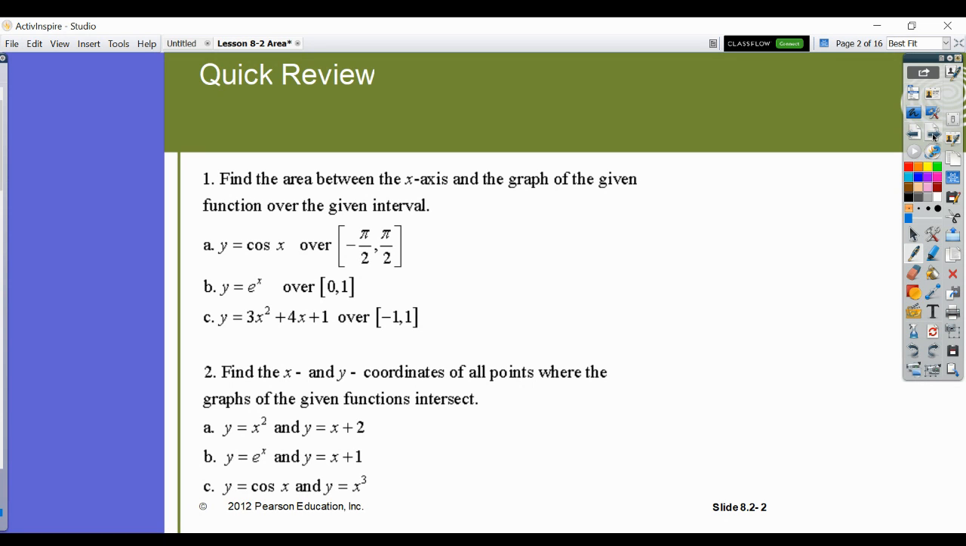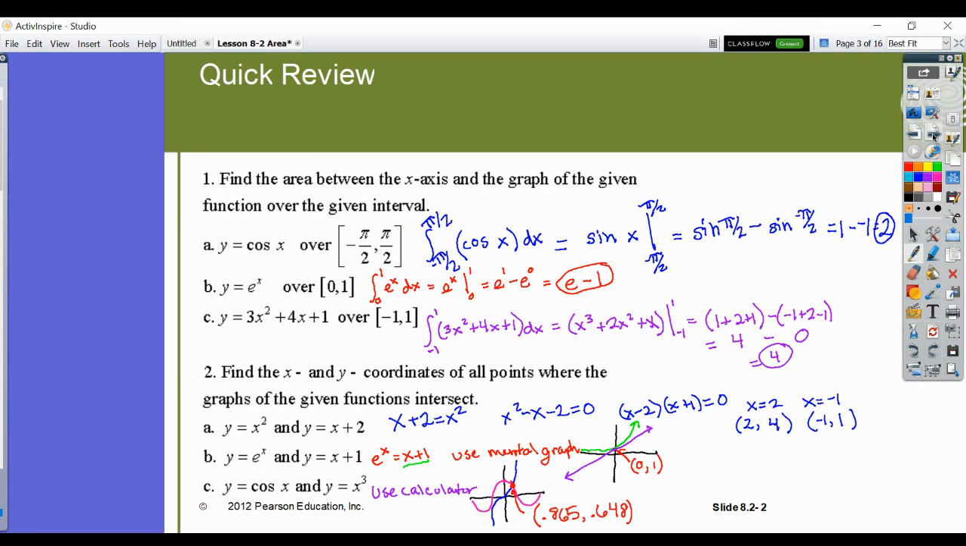Lesson 8.2 does have a quick review. If you'd like to work out these problems, pause the video and I'll show you my solutions on the next page. Go ahead and pause now. All right, here are the solutions as I worked them out for these problems. If you want to take the time to work through these and make sure you got the correct answers, please do that and pause the video now. I'm not going to take the time to go over each problem. If you have questions, please feel free to post something in Google Classroom.